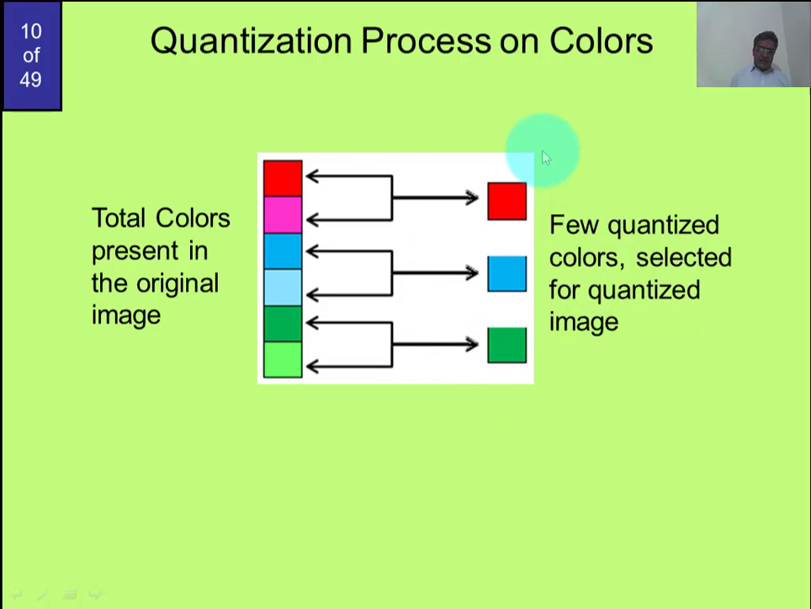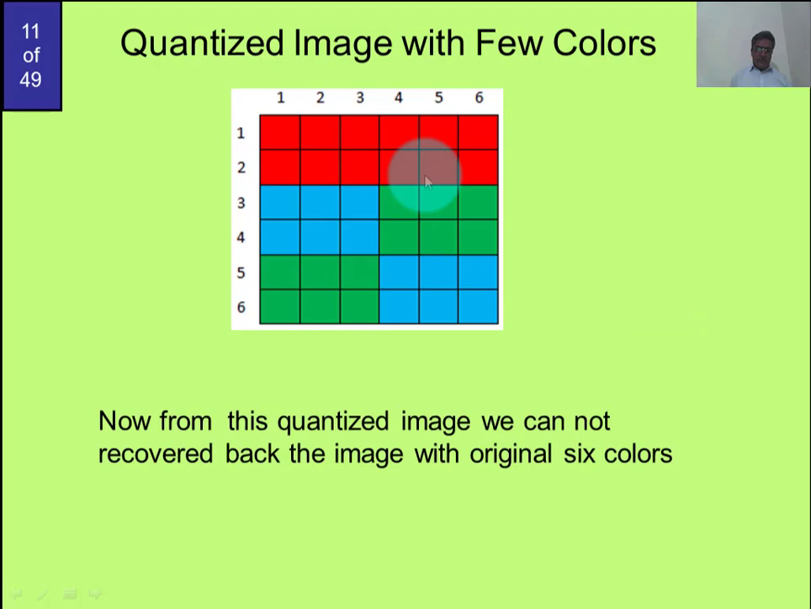You may see this one, there was red color and there was pink color, all have become red. These pixels were blue in the original image and these pixels were cyan in the original image, while in this quantized image both groups of pixels have become blue. Now look at these pixels, these were green in the original image and these were gray, but in the quantized image both have become green.